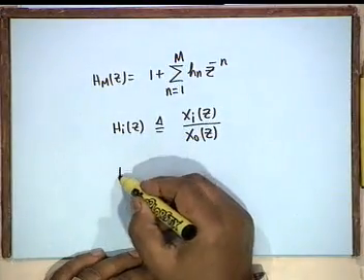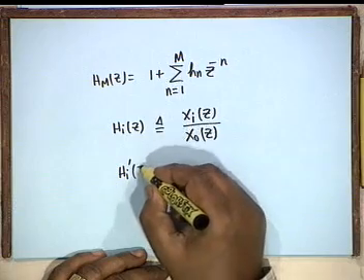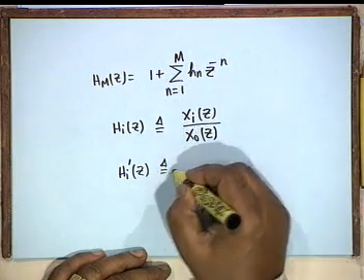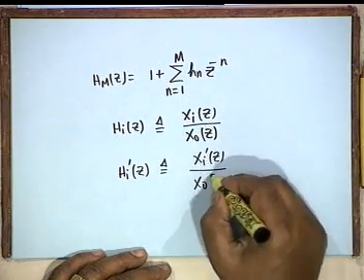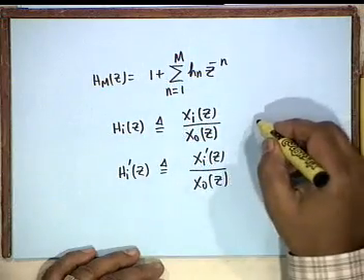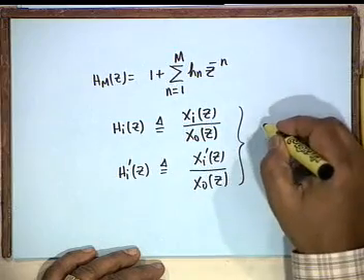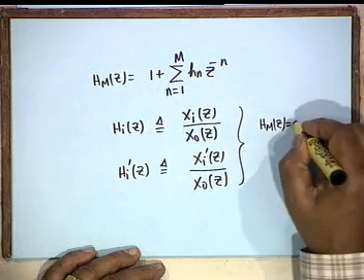We also define the lower signal transfer functions with a prime, that is, we say Hi prime of z equal to Xi prime of z divided by X0 of z, which makes Hm of z the desired transfer function.